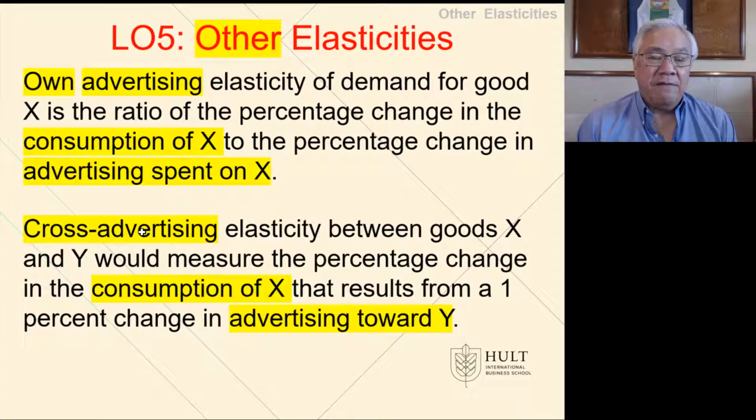Learning objective 5, other elasticities. So the own advertising elasticity is one where we're changing our demand by advertising for our product. Cross advertising shows the impact on the consumption of X given advertising for product Y. So advertising could be for your own benefit, or it could be a competitive weapon against another company.